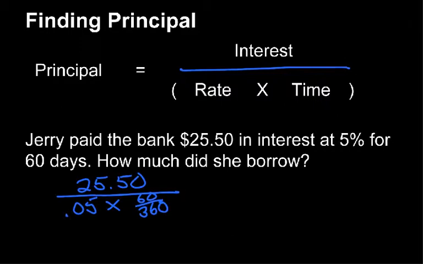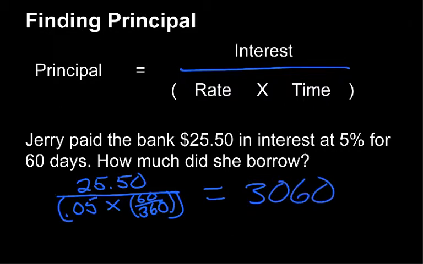Now when we type this into our calculator, just be careful that you do 25.50 and then division, then parentheses around the 0.05 times 60 over 360. Otherwise it won't work out well. And actually I'd probably put parentheses here and here around that so that you get an exact number. When we do that, that comes out to be $3,060, which is how much they took the loan out for, or the principal.